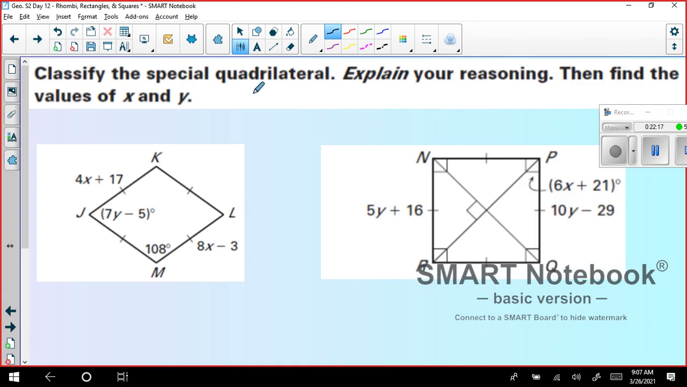Classify the special quadrilateral, explain your reasoning. Okay, you have to classify these special quadrilaterals and explain your reasoning. First one I will do, then the second one I would like you to try. And they are asking us to find x and y also. For the first one, it's an equilateral parallelogram. It's not equiangular, it's an equilateral parallelogram, so it's a rhombus.